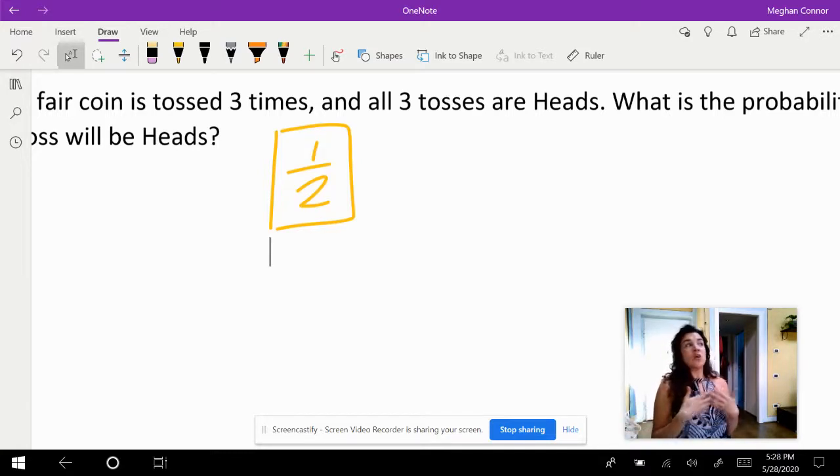Now, if you want to know what's the probability of all 4 coin tosses being heads, then that would be a different story. We're not saying what's the probability of all 4 of them being heads. We're asking what's the probability that the 4th one will be heads, and that's just its own independent event.